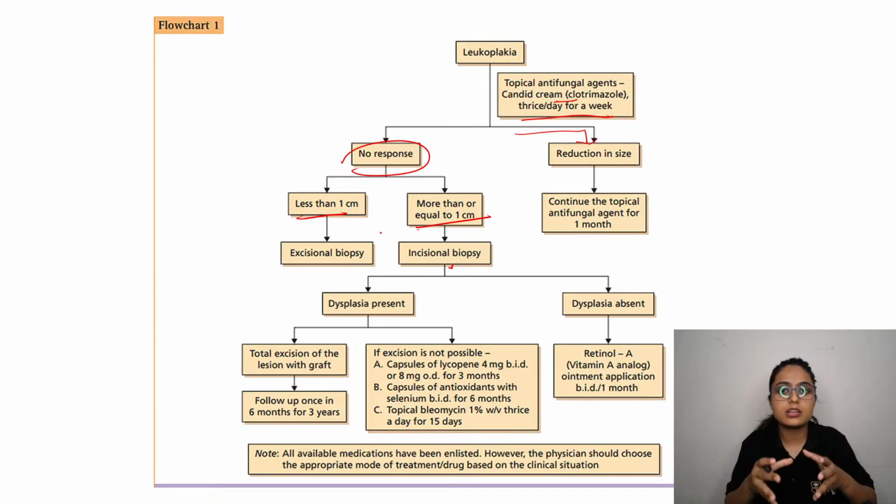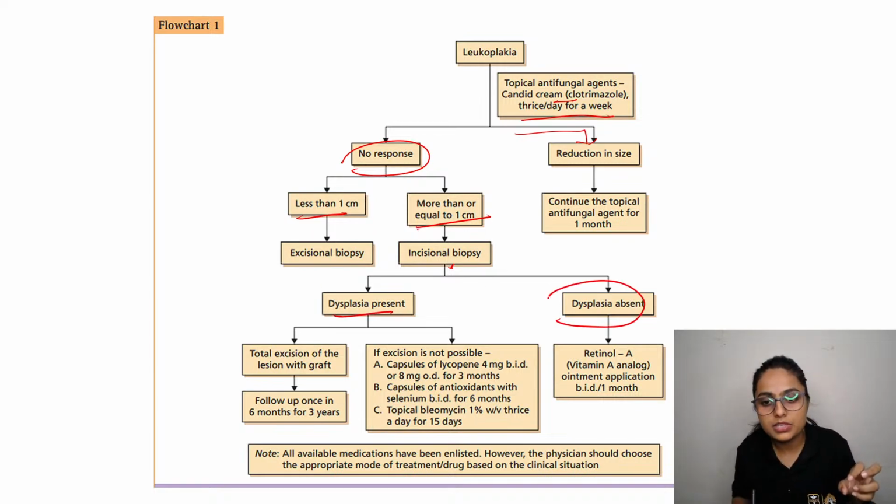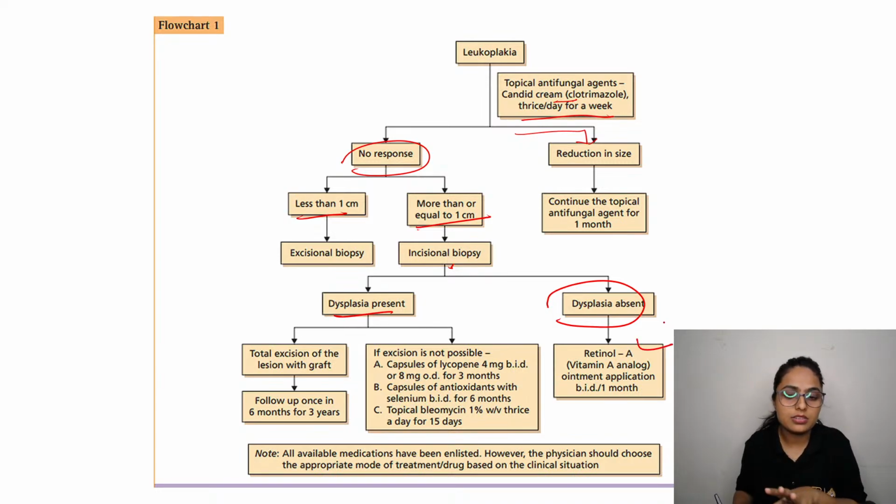Now you will get a result. We have dysplasia present and dysplasia absent. If dysplasia is absent, you will go for antioxidants, that is retinol A, which is a vitamin A analog, twice a day for at least 1 month. If you see dysplasia is present, then total excision should be done with a graft. And you should follow up the case for 6 months.